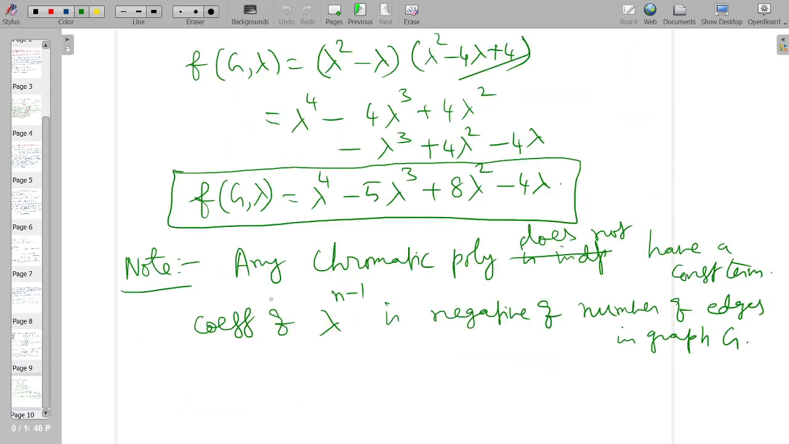So these two things, still you have lots and lots of properties that you can discuss here. So these two are important properties which I stated. Number 1, it is independent of the constants. And number 2, the coefficient of lambda power n minus 1 is the negative of the number of edges of the graph G. So this is the process of finding out the chromatic polynomial for any general graph G.